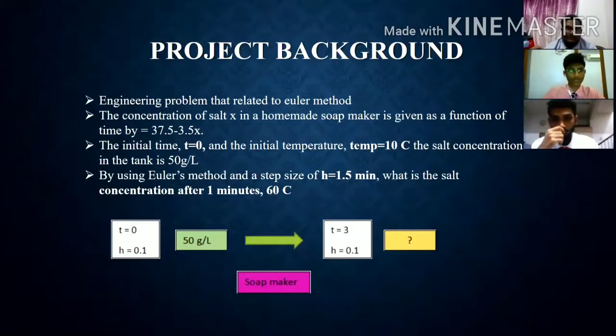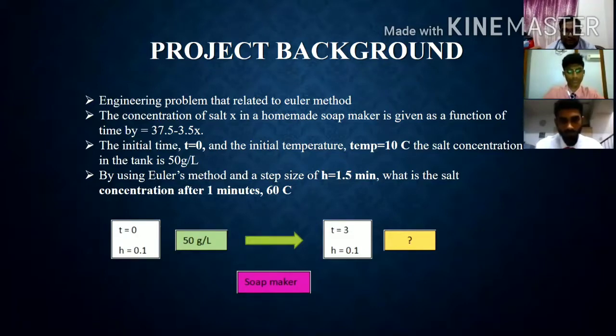The project background: the engineering problem that is related to the Euler method. The concentration of the salt in a homemade soap maker is given as a function of time, 37.5 minus 3.5x. The initial time is 0 and the initial temperature is 10 degrees Celsius. The salt concentration in the tank is 50 grams per liter. Using the Euler method with a step size of h equals 1.5 minutes, what is the concentration after 1 minute at 60 degrees Celsius?